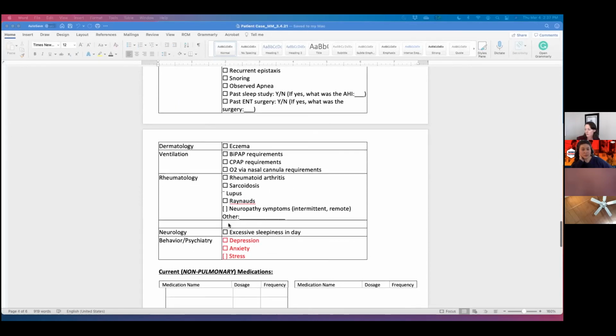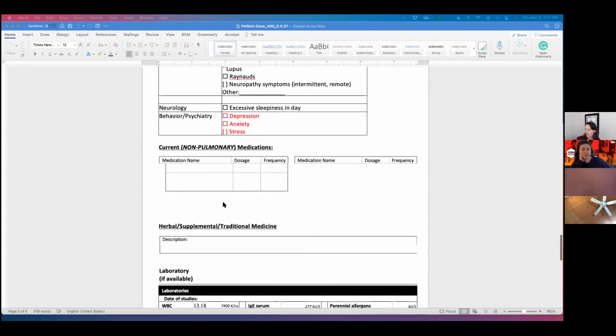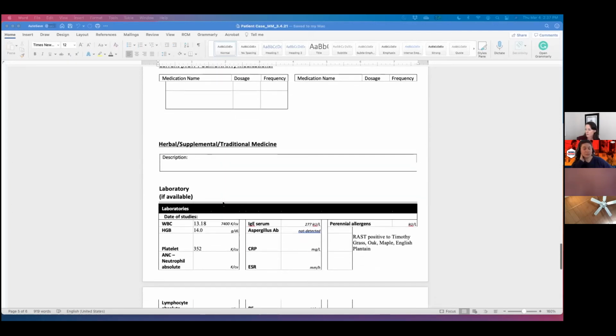Just scrolling through our form here. So that was kind of in this bucket. And then otherwise, she didn't really have any other medical problems.